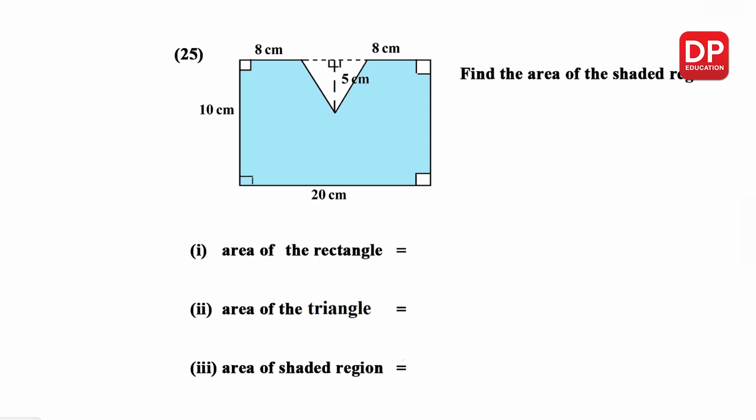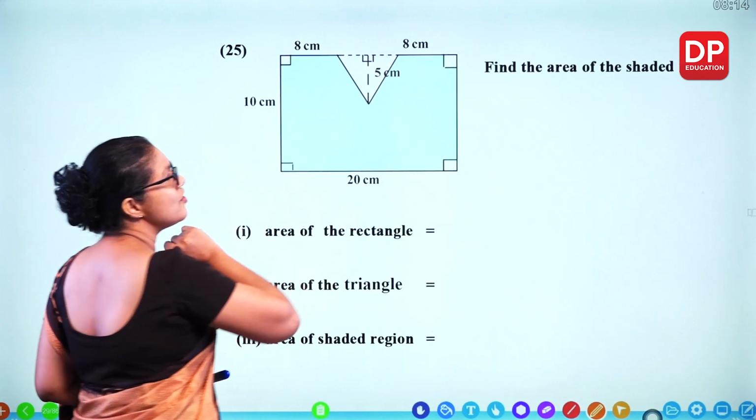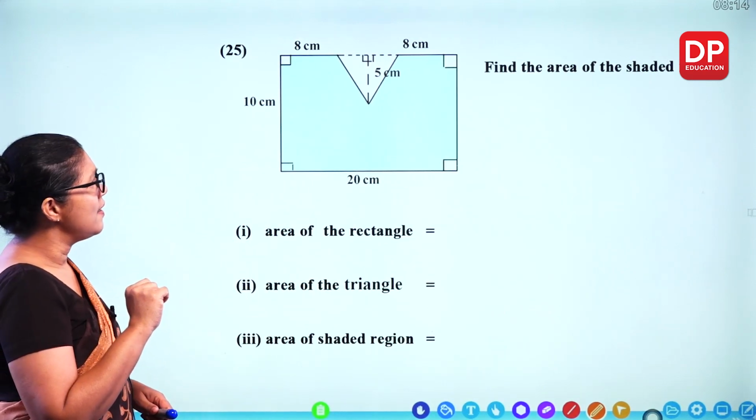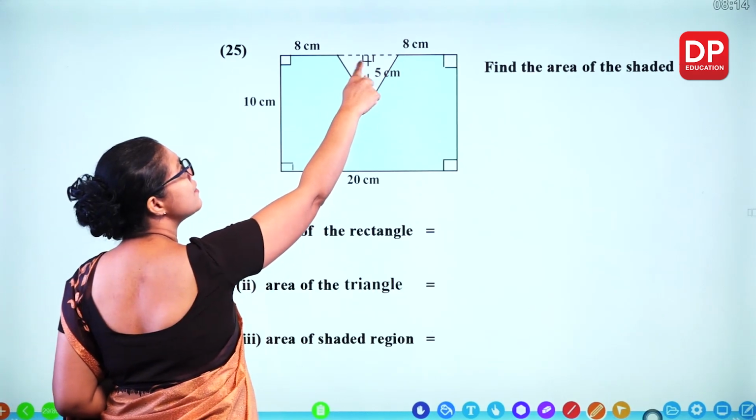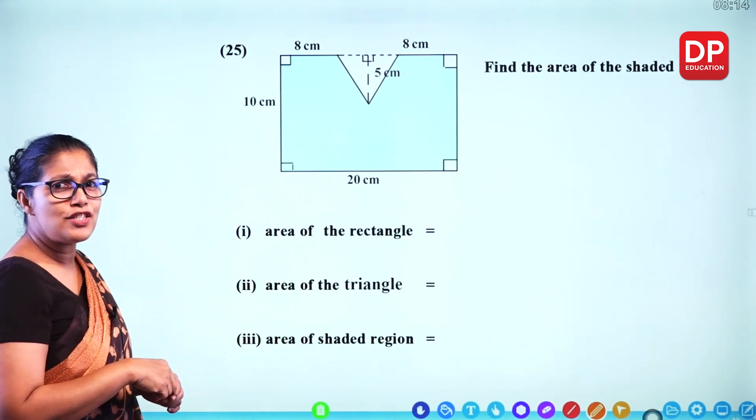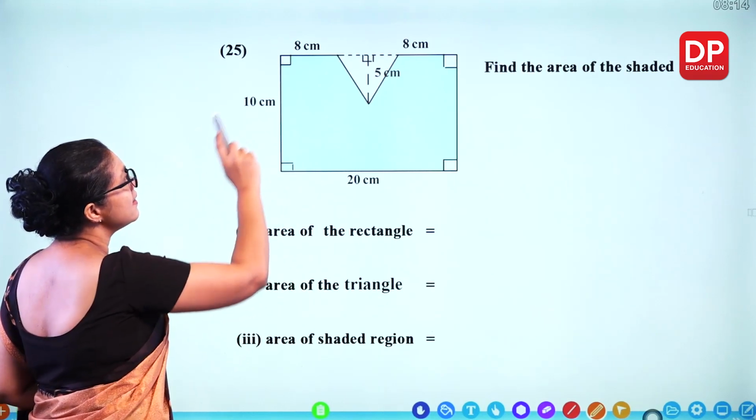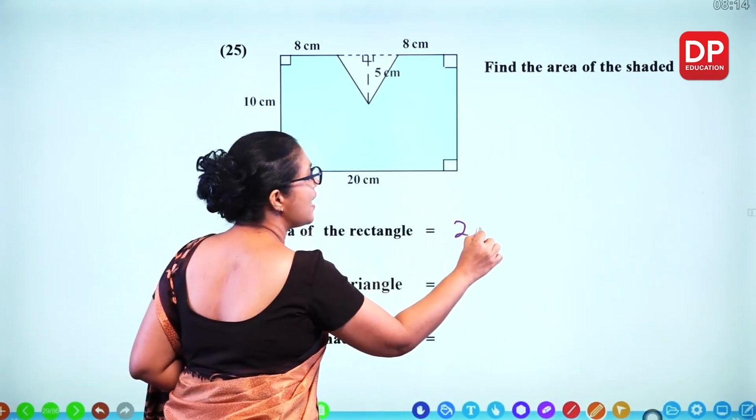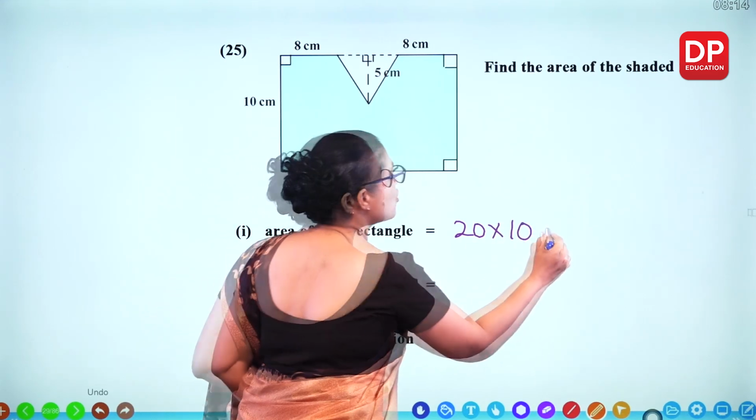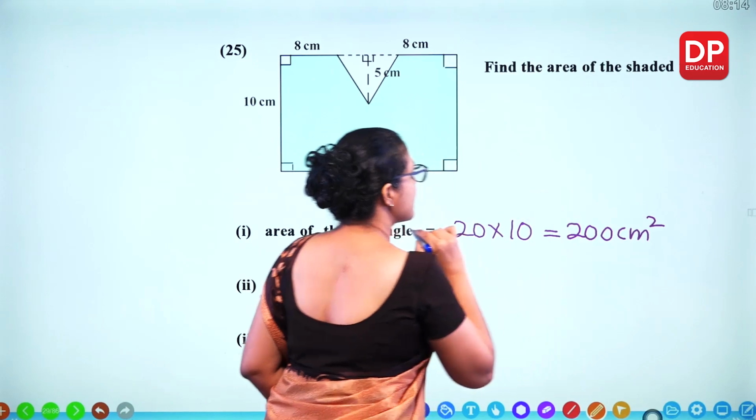Look at this one. Find the area of the shaded region. So you are asked to find out the shaded region. How can we do that? If we can find out the total area and subtract the triangle, we can find out the shaded region. So we'll do that. What's the area of the rectangle? Length is 20 and breadth is 10. So 20 times 10. That's 200 square centimeters.